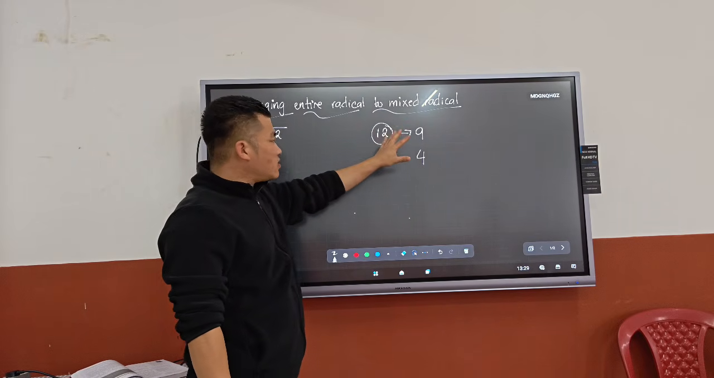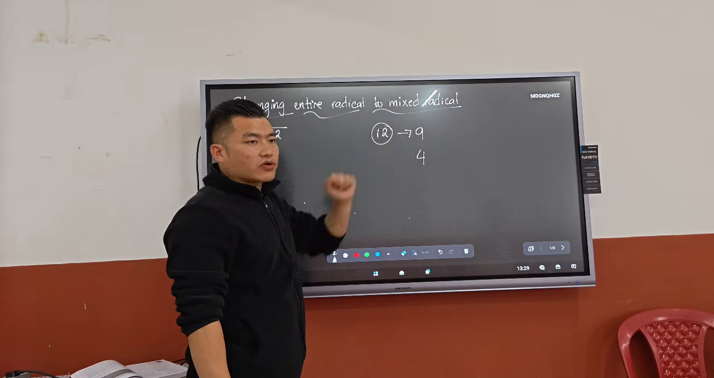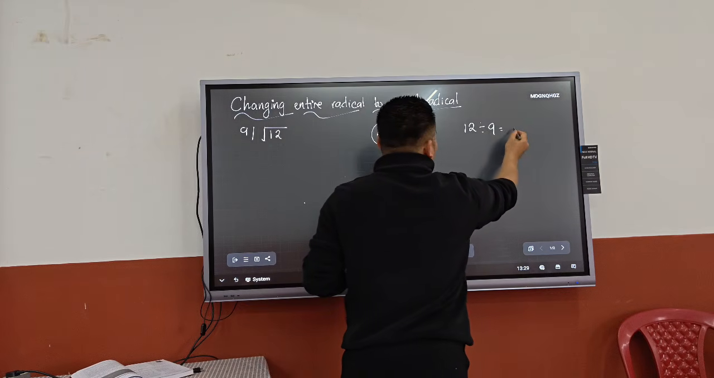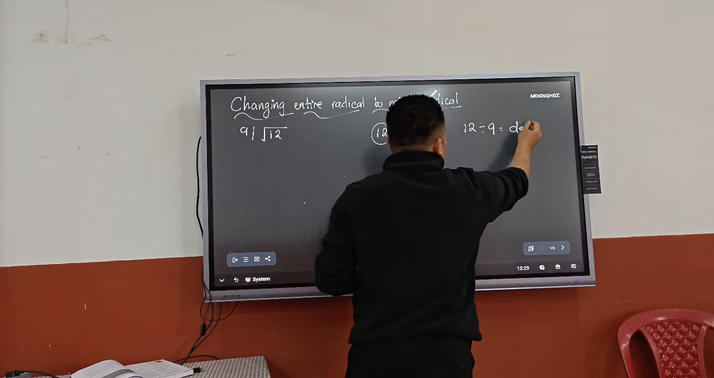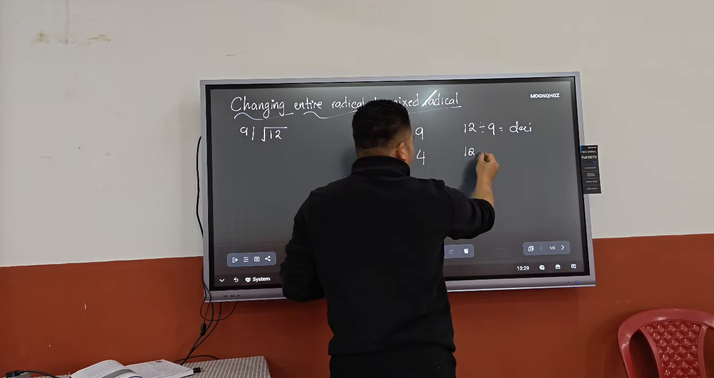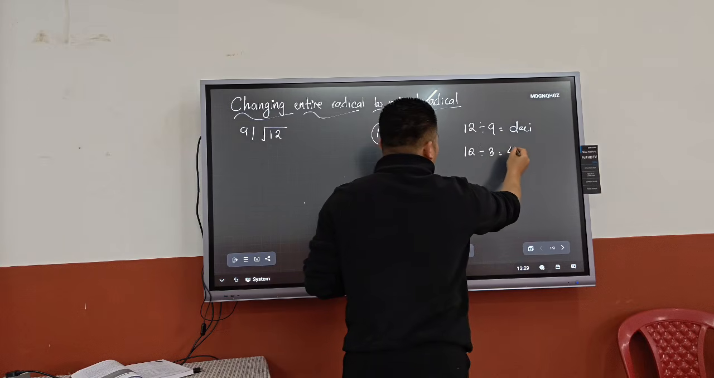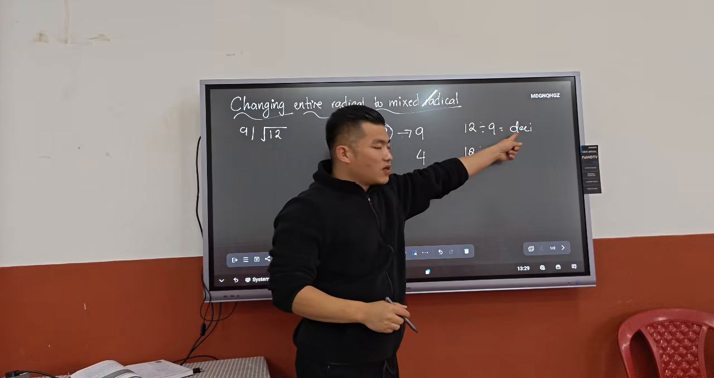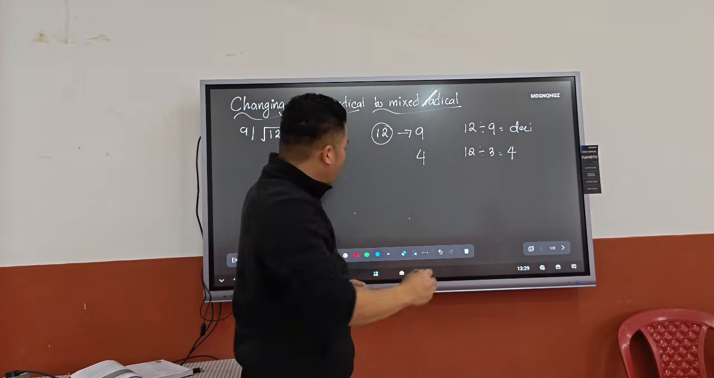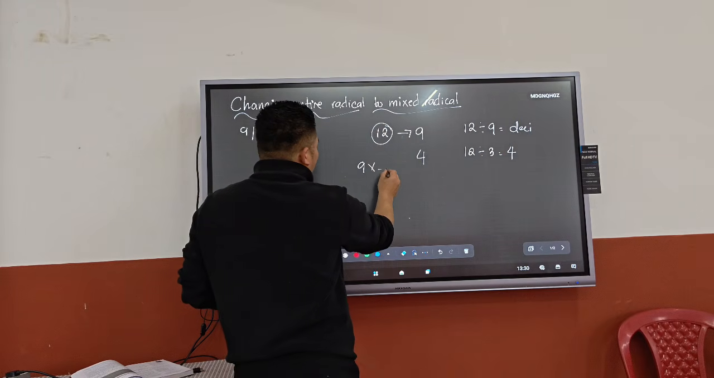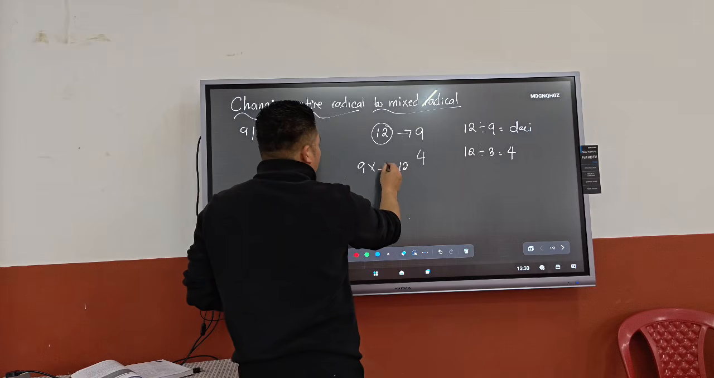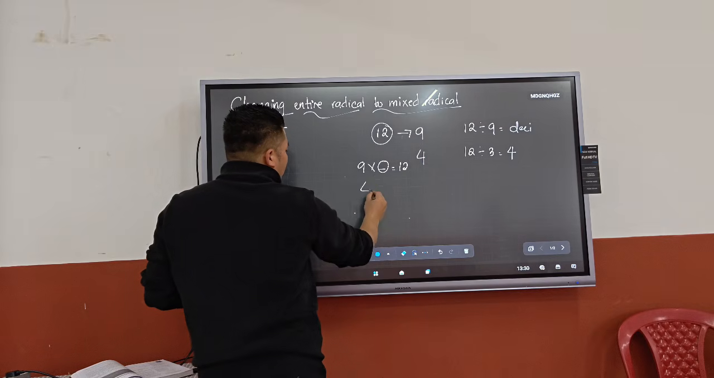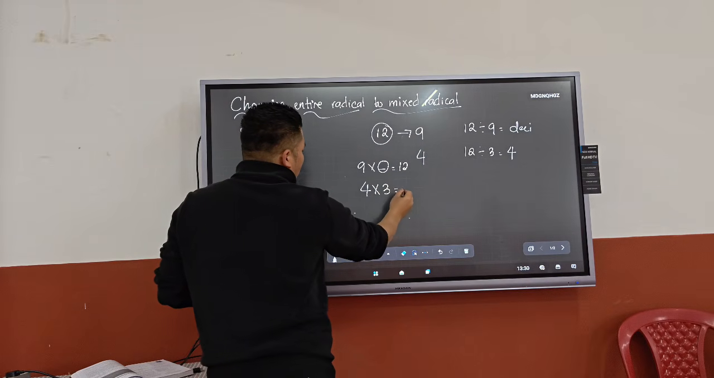Now try to divide 12 by the given perfect square numbers. If you divide 12 by 9, you get a decimal number. If you divide 12 by 3, you get 4. If the result is a decimal number, you cannot take that number. Suppose 9 times how much is 12? The result will be a decimal number. But 4 times 3 is 12.